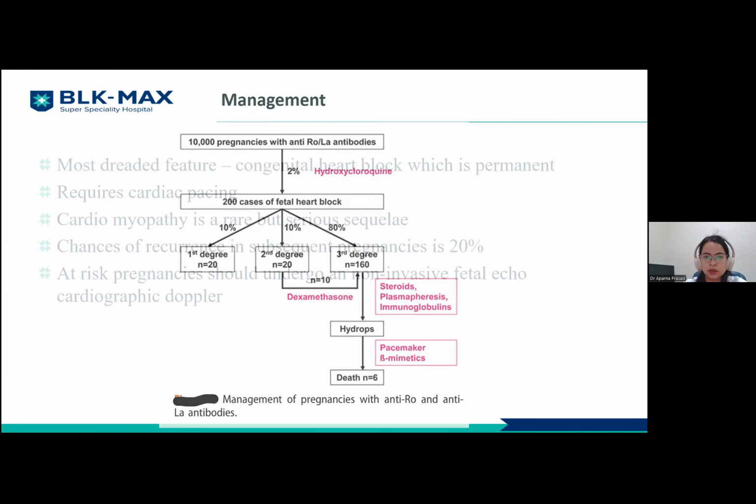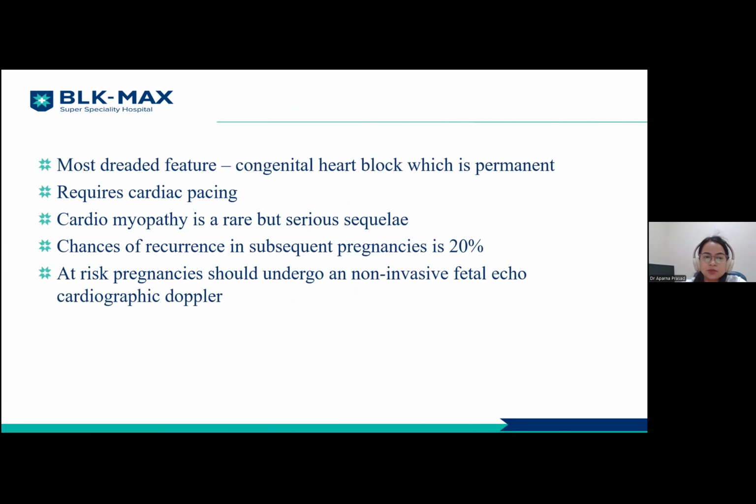cardiac support. So as we discussed, the most dreadful feature in this case is congenital heart block, which is permanent and requires cardiac pacing. Cardiomyopathy is a rare but serious sequela. The chance of recurrence in a subsequent pregnancy is 20%.